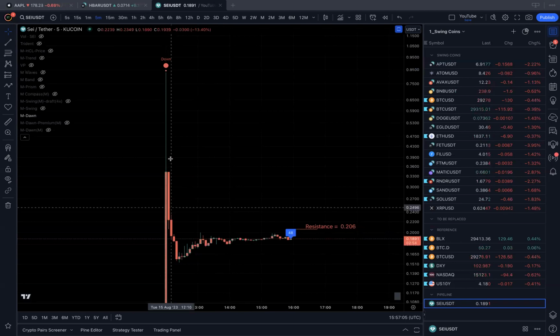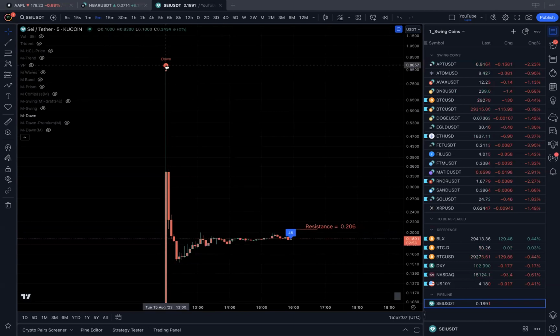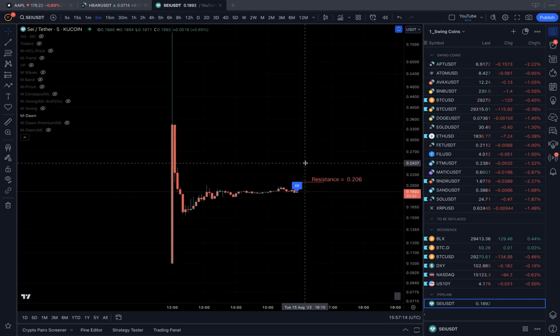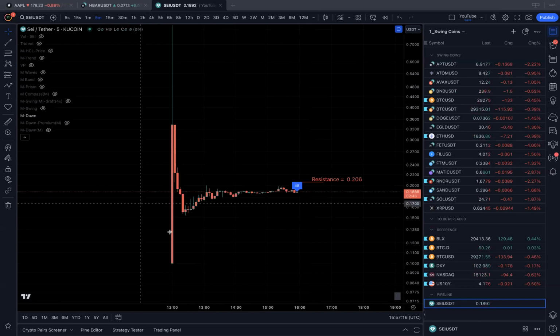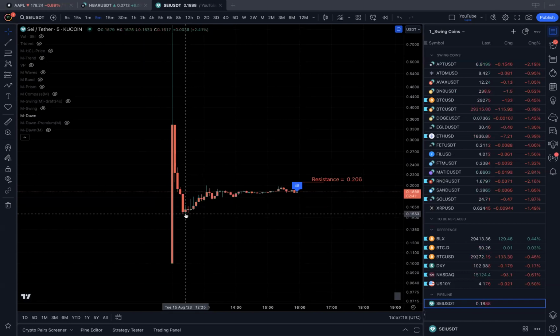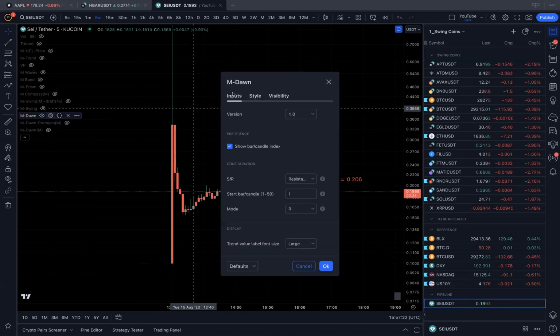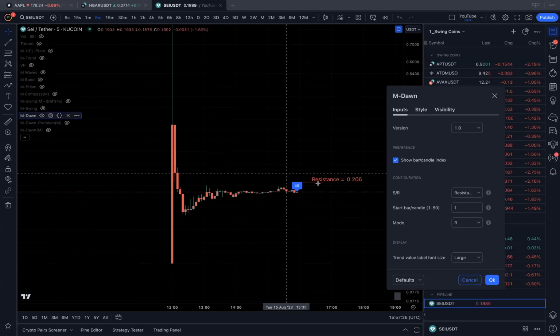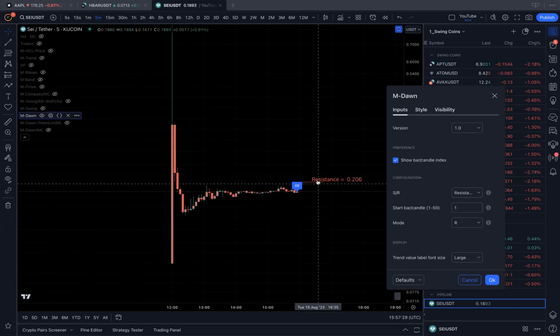Remember your starting point is here. This was a pump, then it went down, and now this is the level it is at. So there are two ways to see it. If you think this is your starting point, then you are interested in support. This is the more conservative approach, where I'll enter only if it breaks above 206.